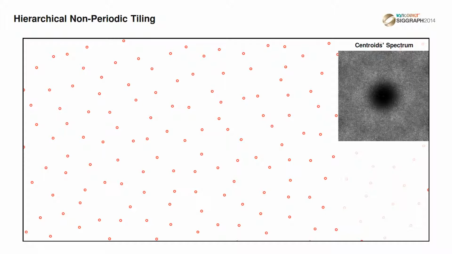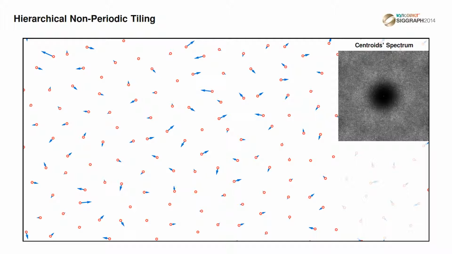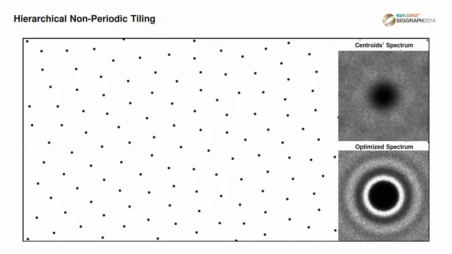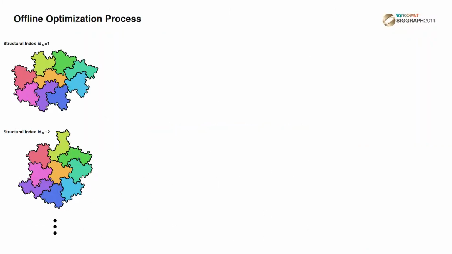To match this distribution to a user-specified target spectrum, we calculate an offset that adjusts the position of each sampling point. These offsets are computed using the following offline optimization process. We propose a method which optimizes sample locations based on the local arrangement of irregular trihexes.